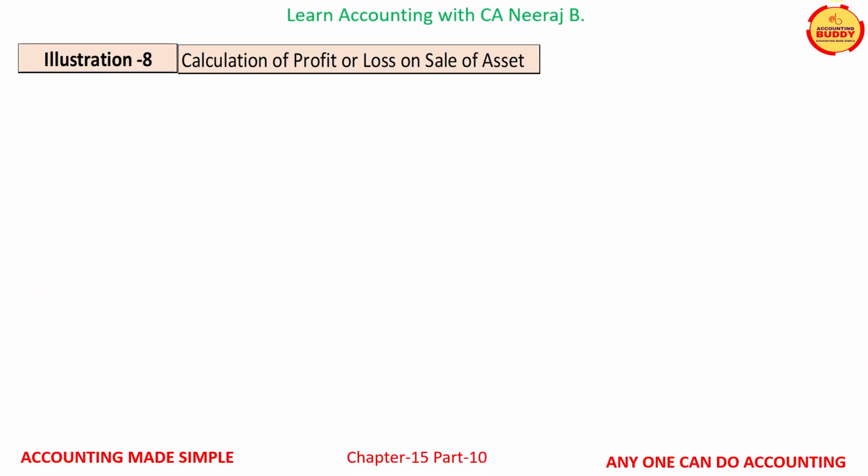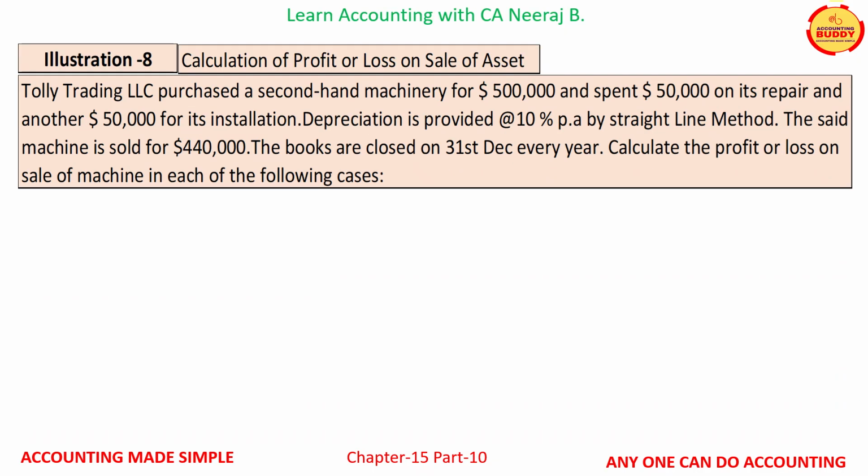In this illustration, we will calculate profit or loss on sale of fixed asset under 4 different cases. Tolly Trading LLC purchased a second-hand machinery for $500,000 and spent $50,000 on its repair and another $50,000 for its installation. Depreciation is provided at the rate of 10% per annum by the straight line method.